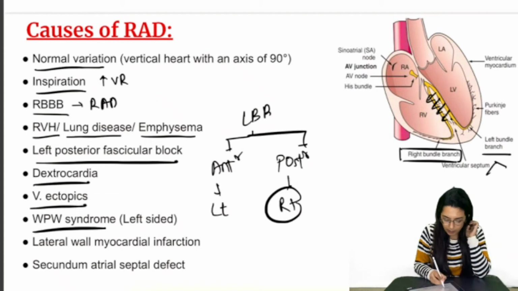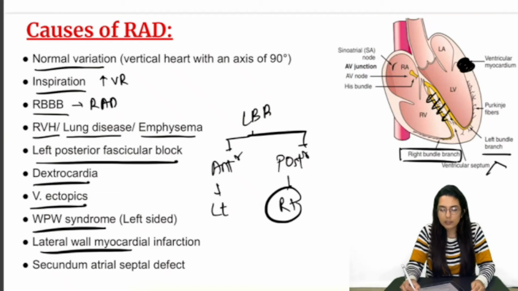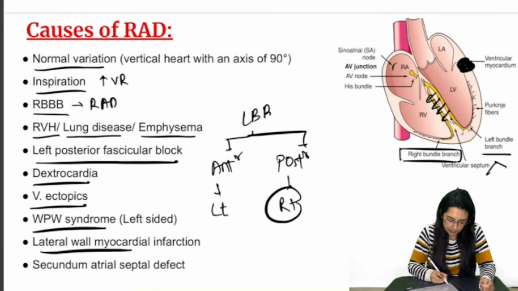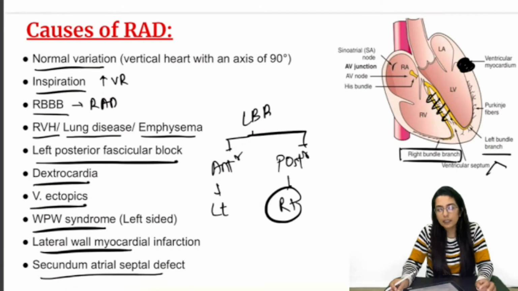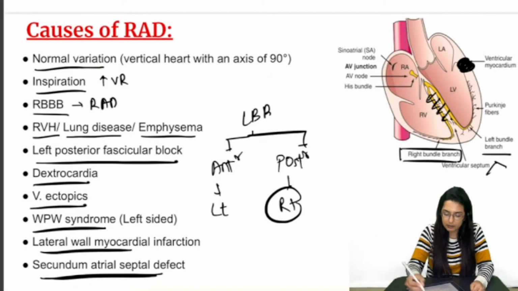Okay, lateral wall myocardial infarction. This is the lateral wall of the left ventricle. Whenever this is infarcted, the depolarization wave won't go to the left lateral wall, and obviously the left ventricle will contract less strongly, so there can be a right axis deviation. And second, in ASD there are two types, we'll discuss. The secundum one leads to RAD, the other one can lead to LAD. Secundum ASD is the most common form of ASD.